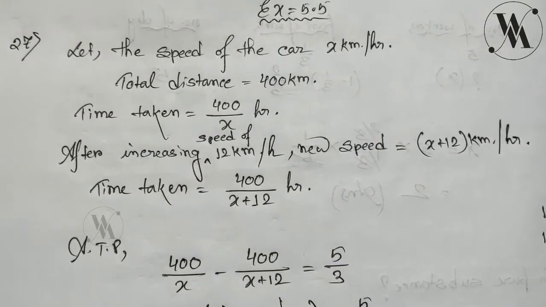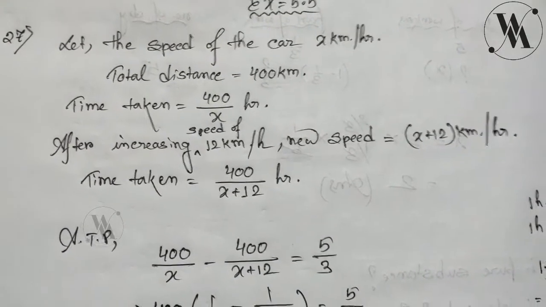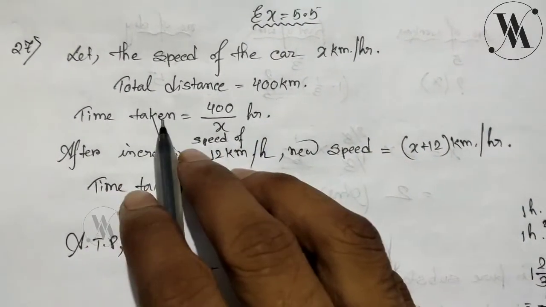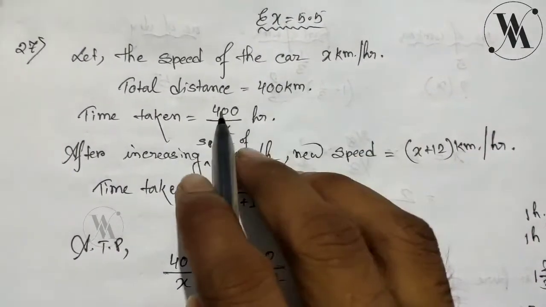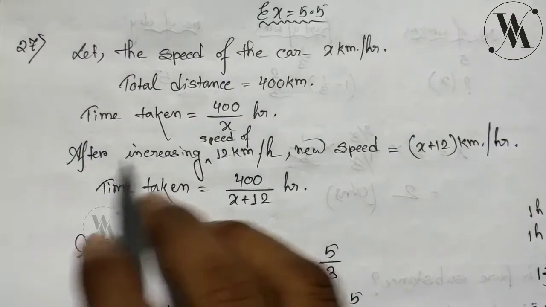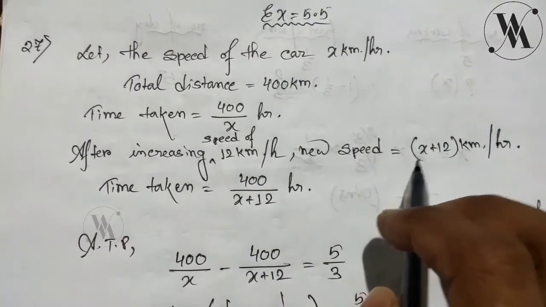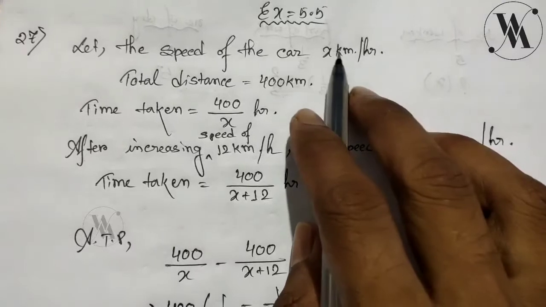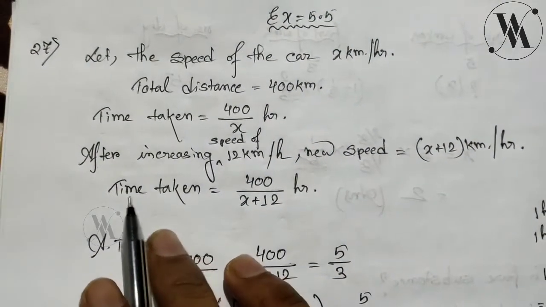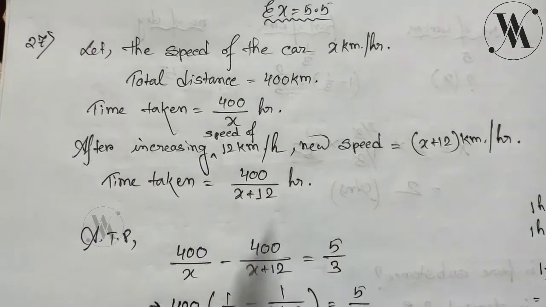Okay, so let the speed of the car equal to x kilometer per hour. The total distance is 400 kilometer. So time taken, that is distance by speed, so 400 by x hour. In the next case, after increasing speed by 12 km per hour, the new speed will be x plus 12, as x is the previous speed. So now the time taken by the car equals 400 by x plus 12 hour.